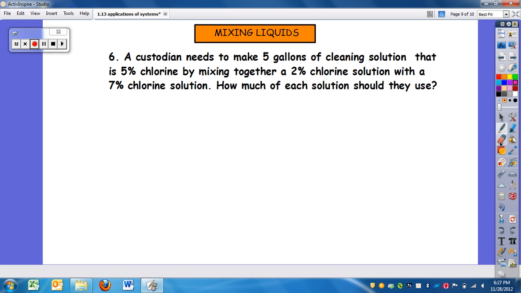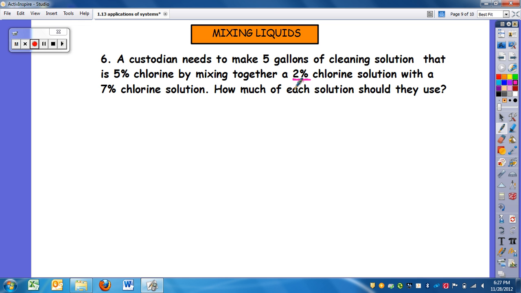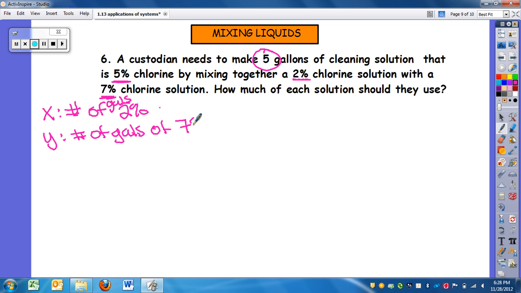Alright, so I'm trying to figure out how many gallons of solution of each type. So I have 2% and 7%, and we're making 5%. And again, I have a total of 5 gallons. So X is going to represent the number of gallons of 2%, and Y, we're going to represent the number of gallons of 7%. So then I'm going to have my two equations. So again, I have a total. How many gallons total do I have? So X plus Y equals 5.